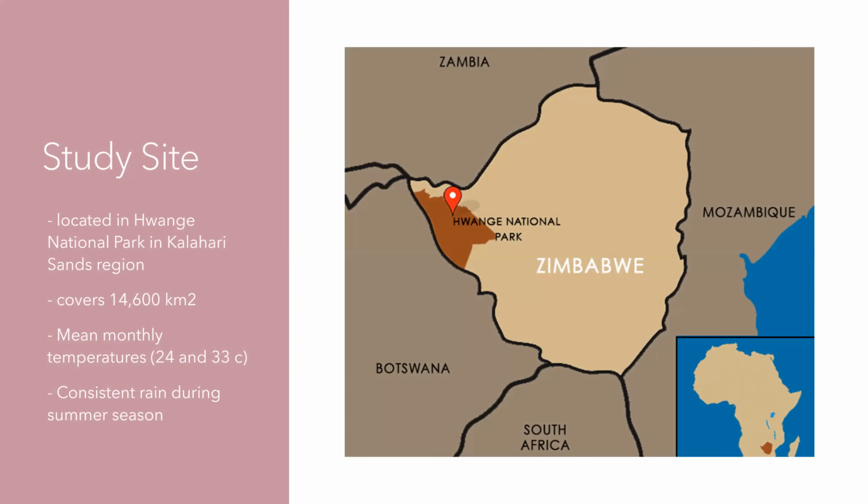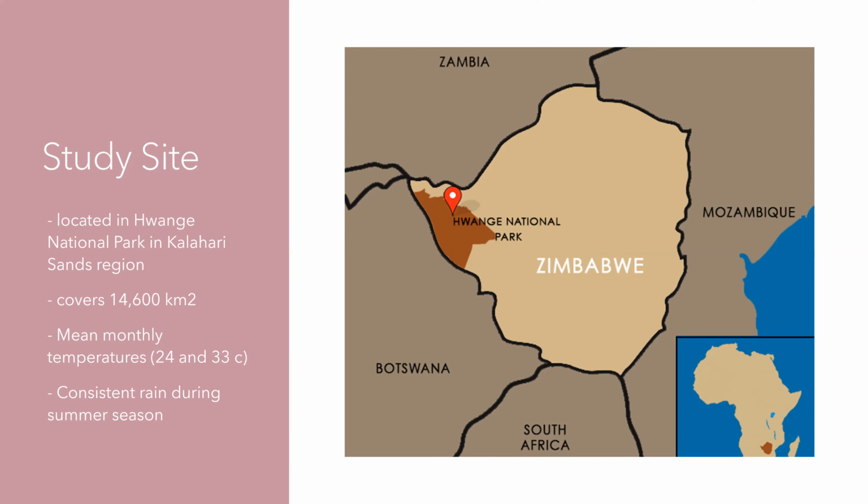The study site that this paper used was located in Hwange National Park, and it's a Kalahari Sands region. It covers 14,600 square kilometers, and this is a really good site to study because they have mean monthly temperatures of 24 to 33 degrees Celsius. What that means is during their dry seasons, that's what the temperatures will range from. And this is good because when you're doing an experiment outside, you don't really have control of temperatures. So if the temperatures already have a mean temperature, that makes it easier for the study.